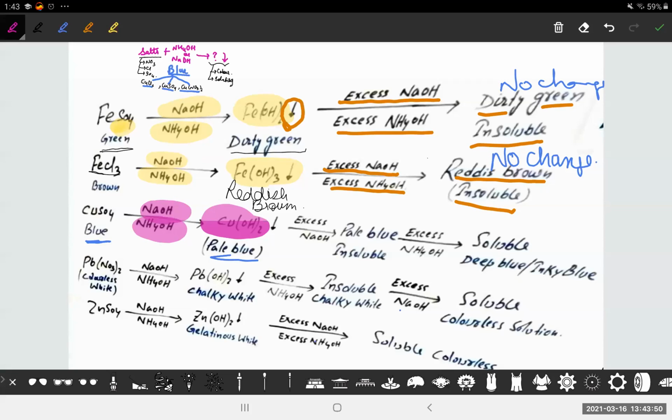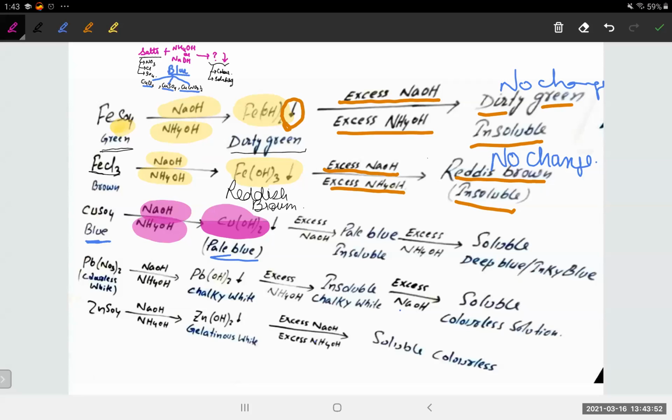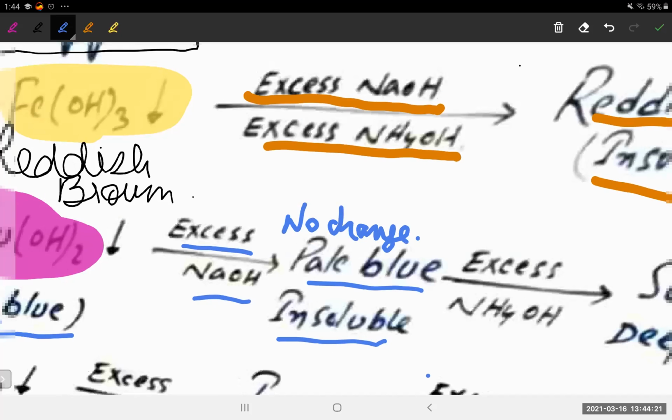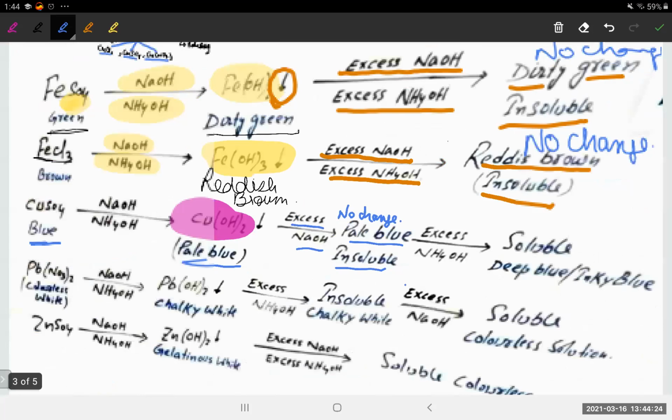Okay, now it is pale blue now, and it's insoluble just now. Okay, let's see what happens in excess. So when we do it in excess of NaOH, then what are we getting? We are getting pale blue insoluble. This is NaOH, please keep that in mind. It's sodium hydroxide. It's insoluble in pale blue. It's unchanged. That means here what's happening? No changes taking place.